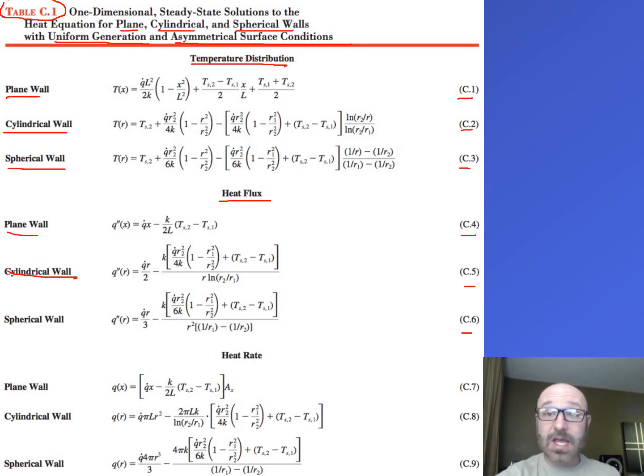again, with that same setup page. And you know I have this, this, and this. I'm looking for this and this. This is my shape I have. These are my conditions I have. You can go through and find the appropriate equation that way. We have the same thing again down here for C7, C8, and C9, but now for our heat rate equation for that same plane wall, cylindrical wall, and our spherical wall.